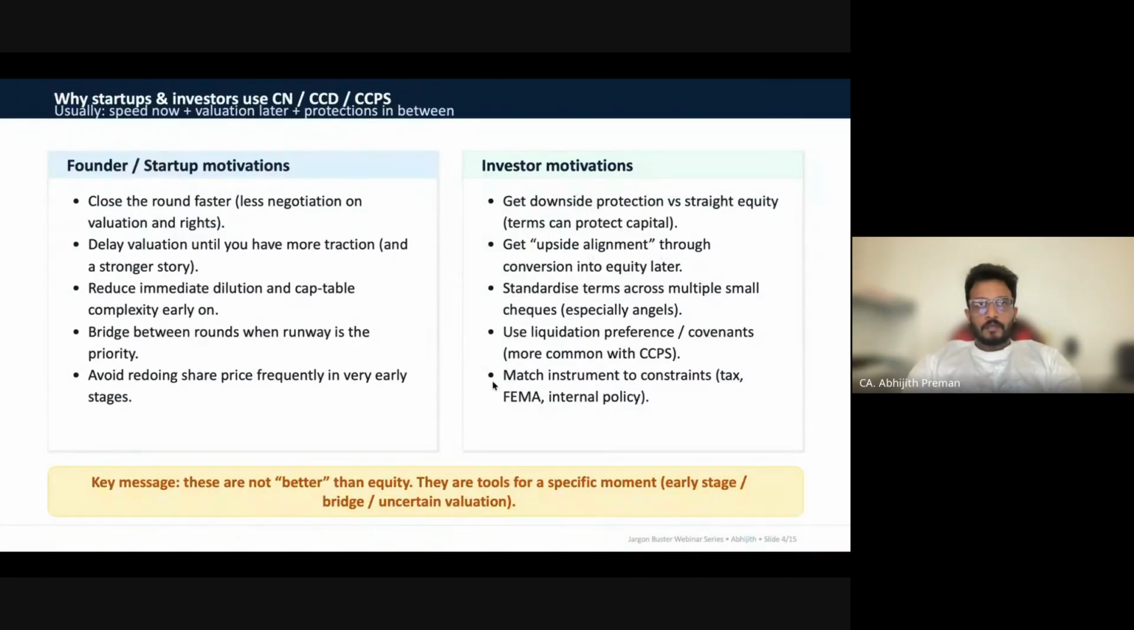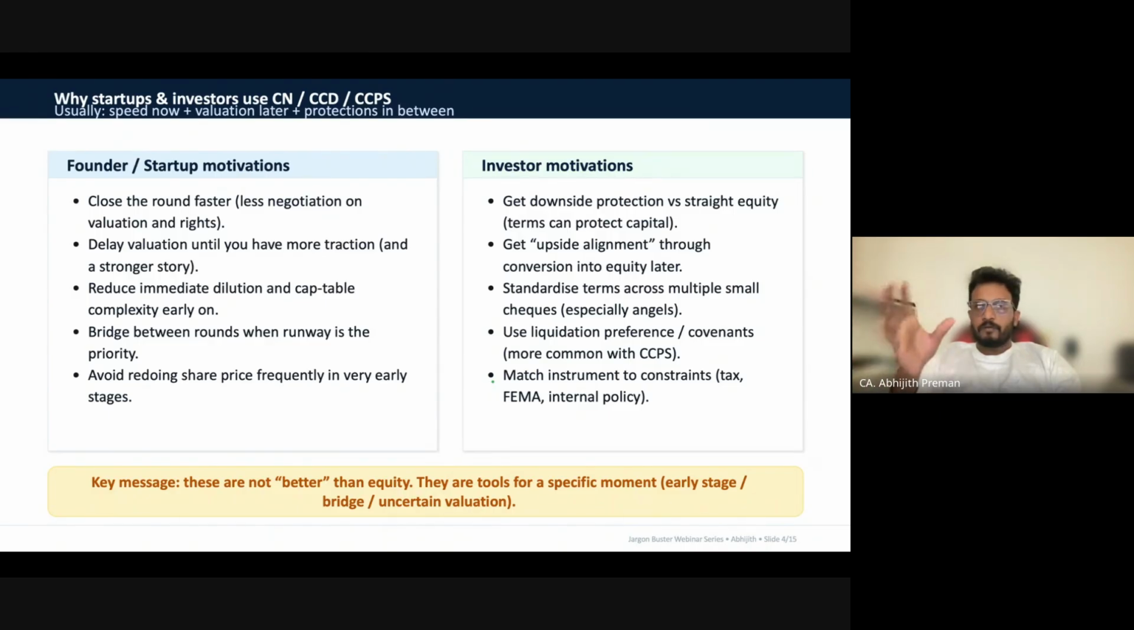Okay. So why do startups and investors use convertible note, CCD, CCPS? This is what we actually need to understand: why typically these sort of instruments are promoted in the startup world primarily. Before knowing the characteristics or the differences of these instruments, we need to know why startups and investors use them. Usually it's speed now plus valuation later plus protections in between. So there is a lot of flexibility with this instrument.